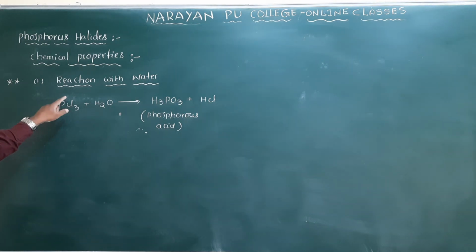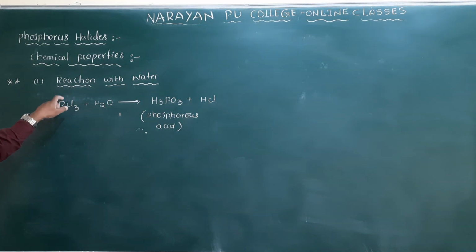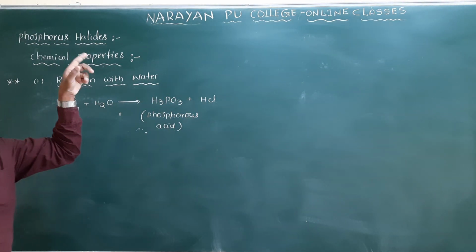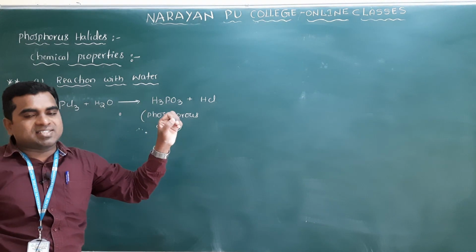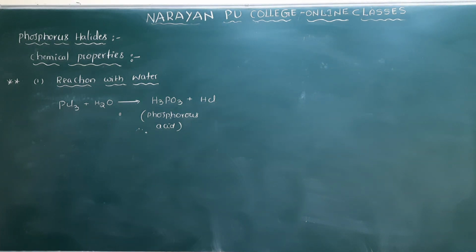Phosphorus is in the +3 oxidation state, so you get the 'ous' acid, phosphorus acid. In PCl5, what is the oxidation state of phosphorus? It is +5. When it hydrolyses, it gives the 'ic' acid, phosphoric acid, H3PO4. That we will discuss later. And the next one is reaction with chlorine, oxygen and sulfur.